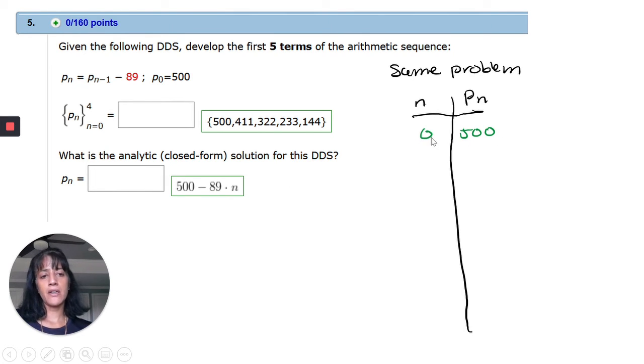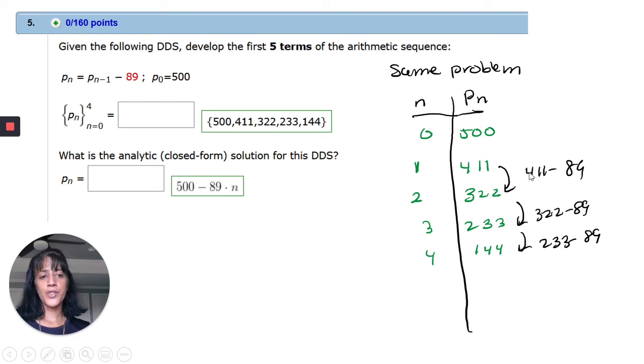My table is here. I start out with 0 and 500 because I'm given that information. And I drop it by 89. And I drop it again every time by 89. The previous one gets dropped by 89 to get the next one.